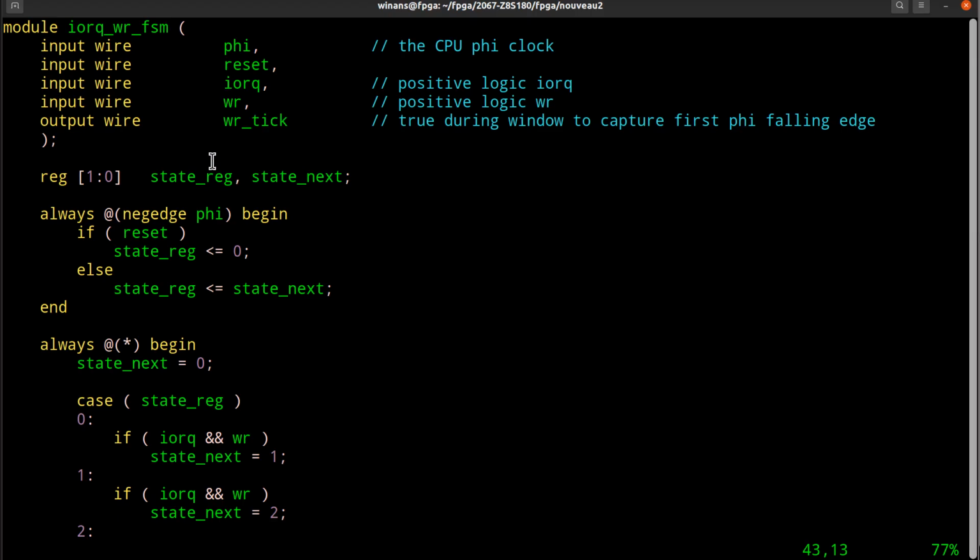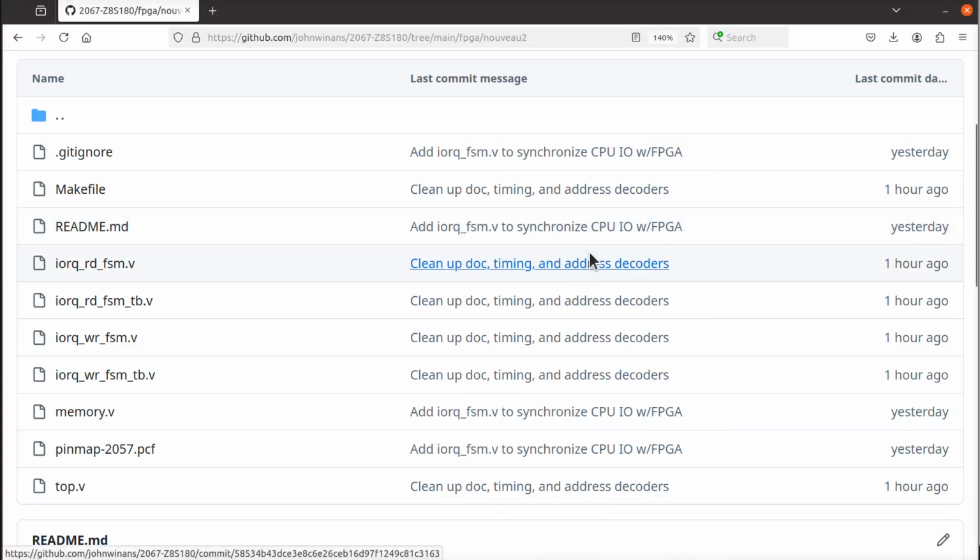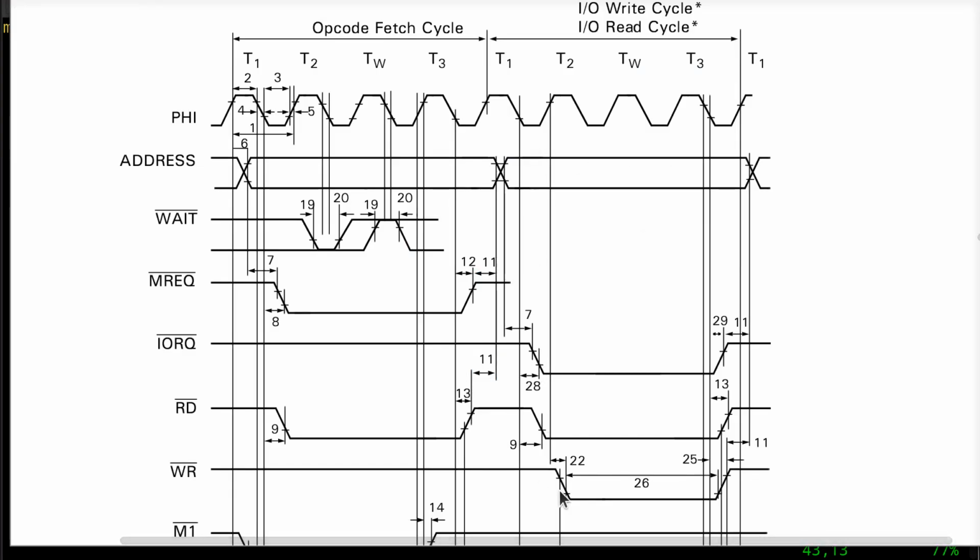Now, what do we got? This is a usual state machine. I've got a 2-bit state register when there's a negative edge on phi. So I'm using the negative going edge. You could use either one, but it turns out if you use the negative going edge, you get a slight benefit for the writing situation, because write goes active after the rising edge of T2, which means that I'm sampling on the falling edge here. When I sample on the falling edge of T1, write will be false. When I sample on the falling edge of T2, write will be true.